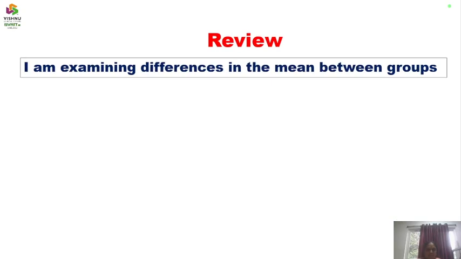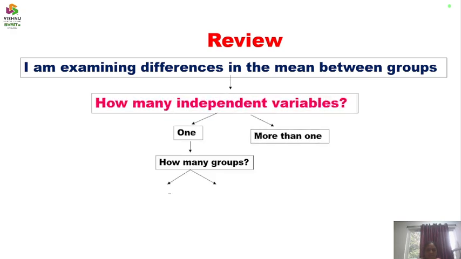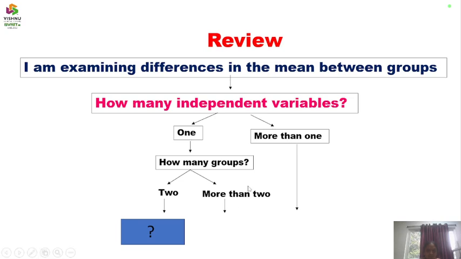So here you can see, I'm examining the differences in the mean between the groups. Here you can see how many independent variables there are. We can take one, and more than one also. And how many groups are there? There are two or more than two.